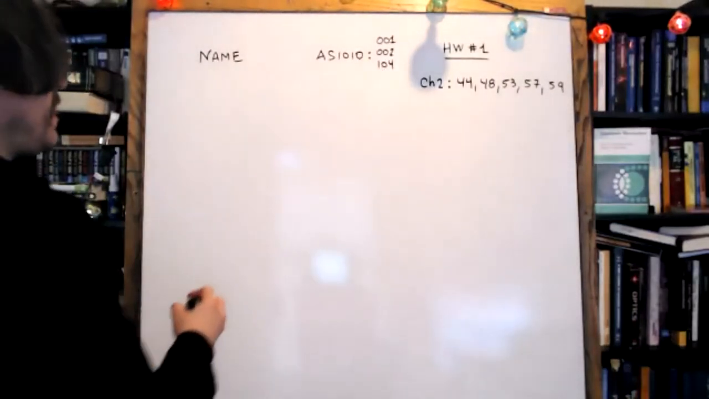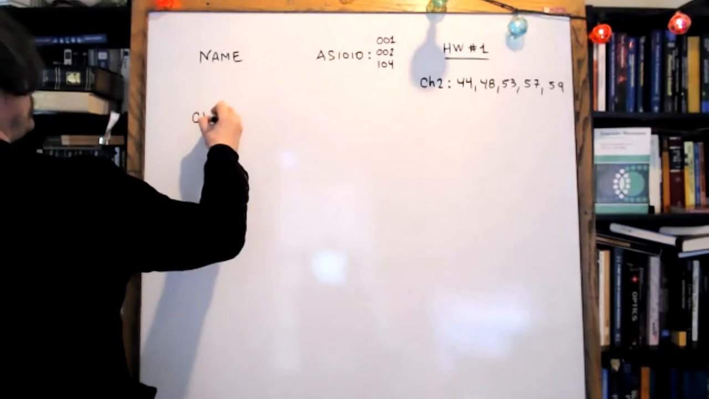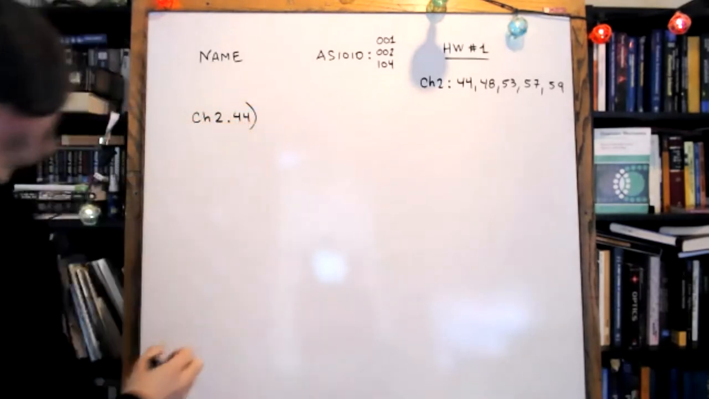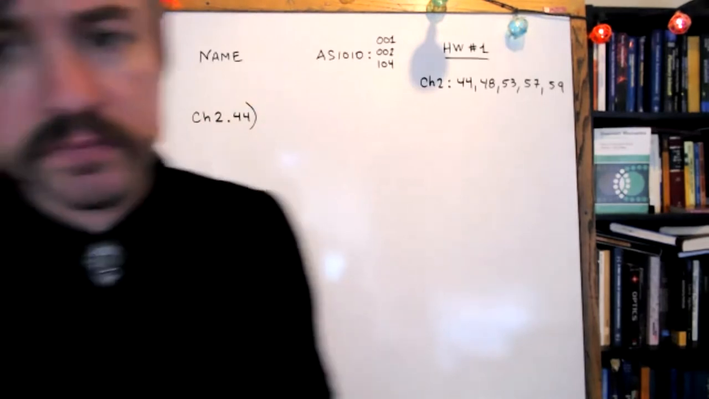So our first problem is chapter 2, number 44. Was that you, Kim, that read that out for me? Yeah. All right, your microphone's a little bit distorted. I don't know if that's being too close or being too loud. I was going to ask if you would read the question for chapter 2.